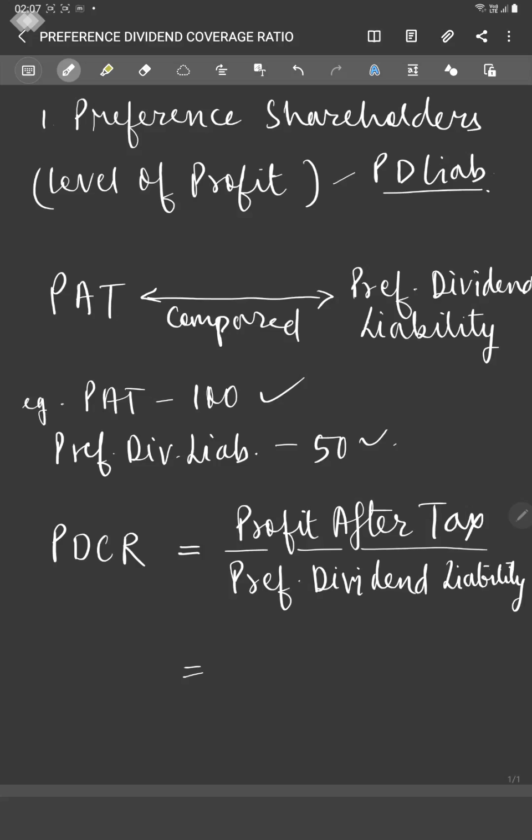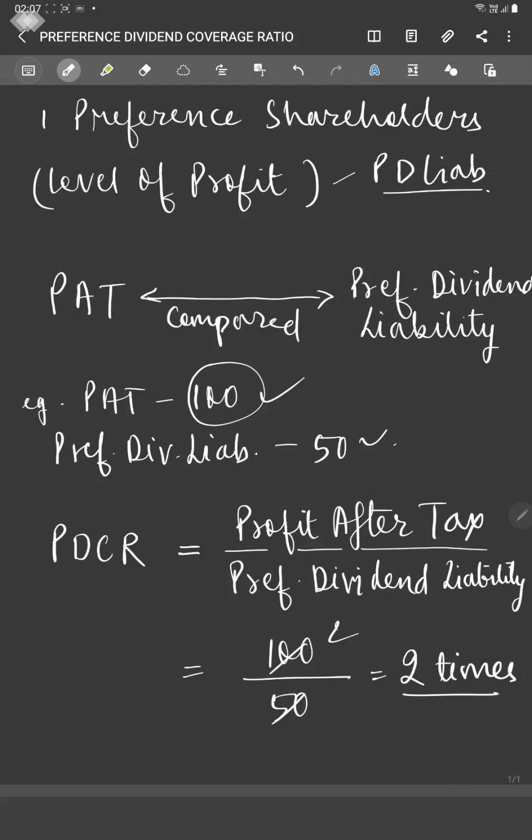If we derive this from the formula, then what do we get? Profit after tax is rupees 100, divided by preference dividend liability of 50. So 100 divided by 50, that is 2 times. So 2 times is the answer for preference dividend coverage ratio. So this was in brief about what is preference dividend coverage ratio. I hope you got an idea about this.